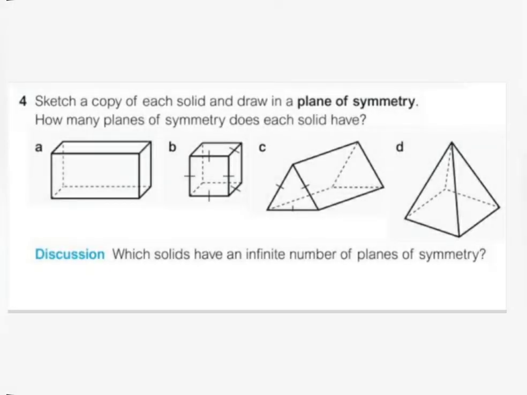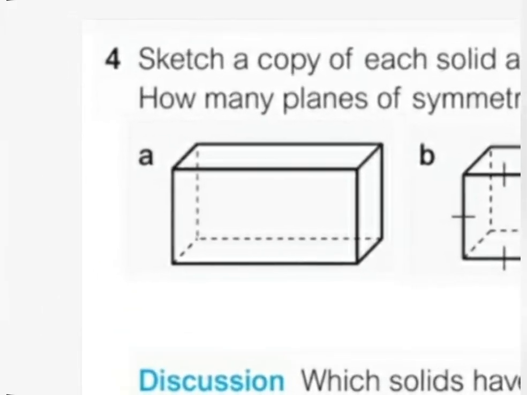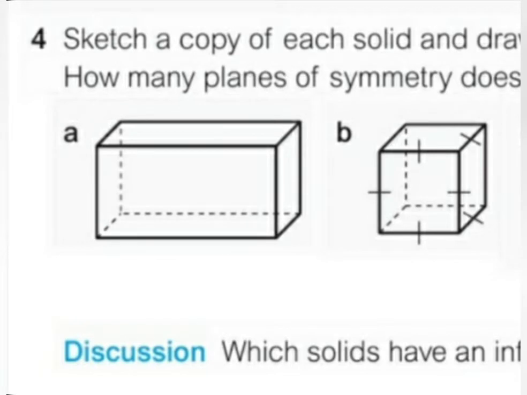Question 4. In question 4, sketch a copy of each solid and draw in a plane of symmetry. How many planes of symmetry does each solid have? And then discuss which solids have an infinite number of planes of symmetry. Now, first let's take a look at shape A. Shape A is a cuboid. How many planes of symmetry do we need to divide it into two identical parts?